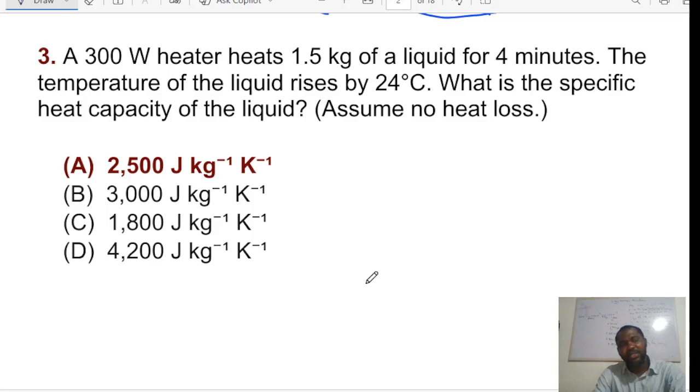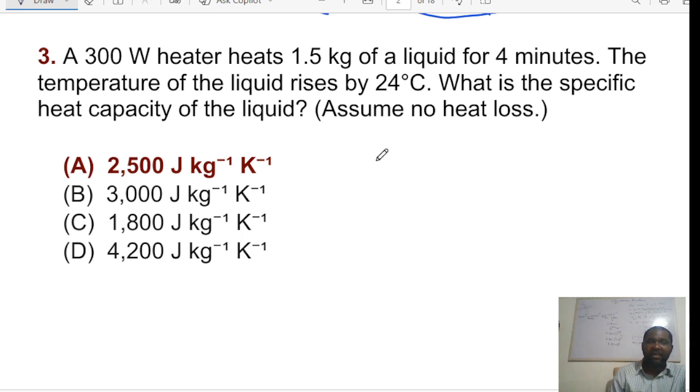Now the next question says a 30-watt heater heats 1.5 kilograms of a liquid for 4 minutes. The temperature of the liquid rises by 24 degrees Celsius. What is the specific heat capacity of the liquid?